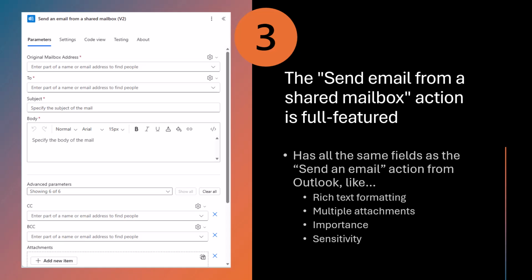Number three, the send email from a shared mailbox action is full-featured. In other words, it has all of the same settings and fields as the regular send an email action from the Outlook connector. So you can do rich text formatting, multiple attachments, assign importance, sensitivity, all of those things. So in other words, if you can do it with the regular send an email in the Outlook action, you can do it in the send email from a shared mailbox action.